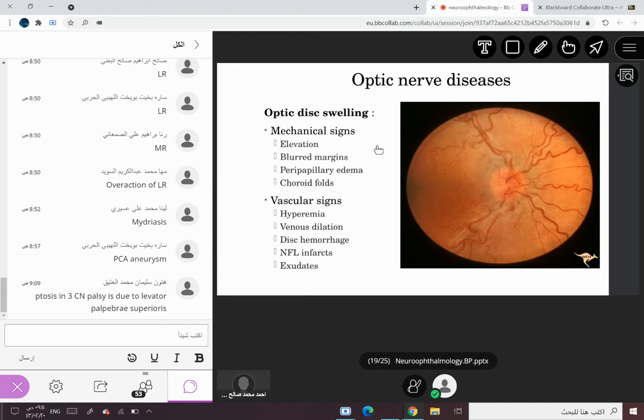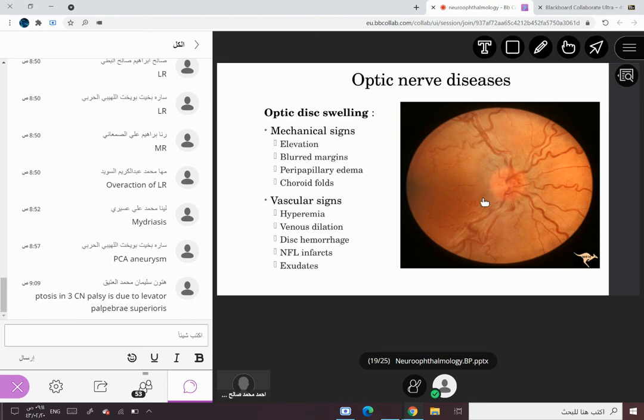Okay, so let's move to the optic nerve disease. When we have optic nerve disease, there is something called mechanical signs and something called vascular signs. In the mechanical signs, we have elevation, blurring of margin, peripapillary edema, and choroidal folds. These are mechanical signs. And we have vascular signs, which are hyperemia of the disc, venous dilation and tortuosity, disc hemorrhage, nerve fiber layer infarcts.